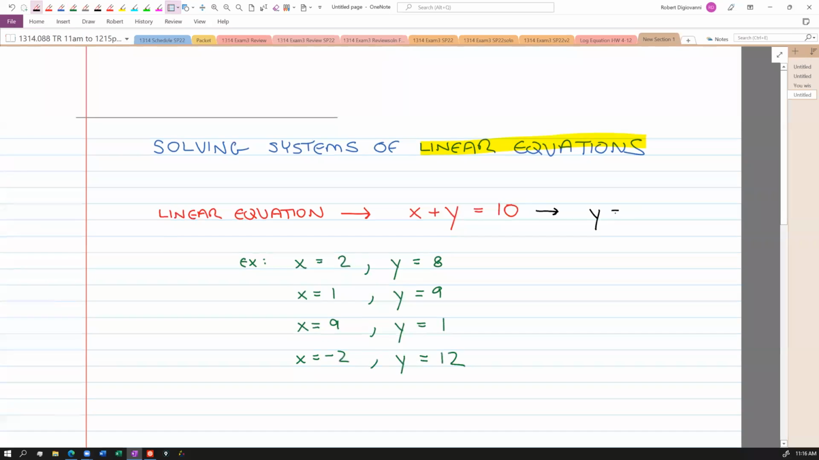Let's get y by itself. That means that I would subtract x on both sides of this equation. Wouldn't I get minus x plus 10? So I took x away on the left and I subtracted x on this side, which left me 10 minus x, but I wrote it as negative x plus 10. Does that look familiar? If I asked you to graph this, what is this?